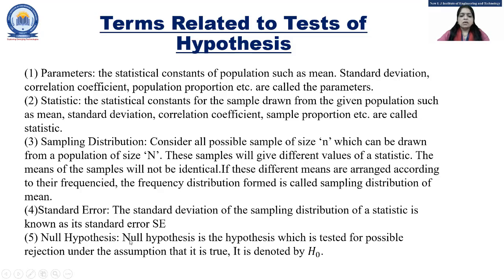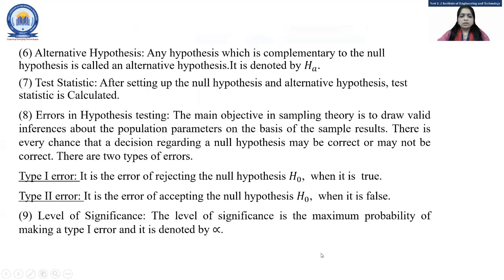Null hypothesis. Null hypothesis is the hypothesis which is tested for the possible rejection under the assumption that it is true. It is denoted by H0. Next one is the alternative hypothesis. Any hypothesis which is complementary to the null hypothesis is called an alternative hypothesis and it is denoted by HA. Test statistic. After setting up the null hypothesis and alternative hypothesis, the test statistic is calculated.